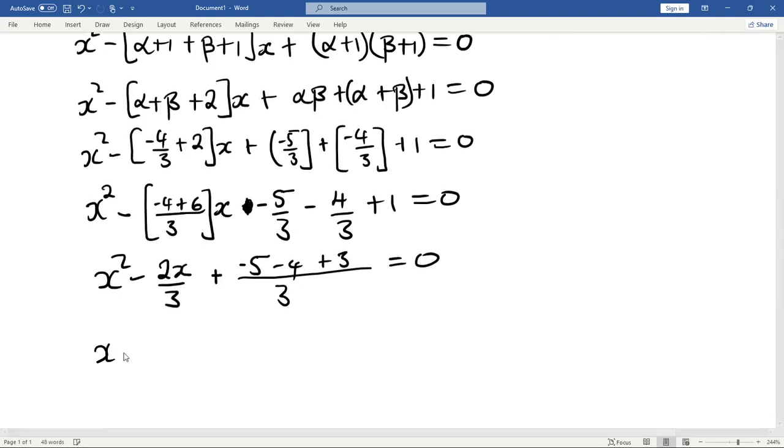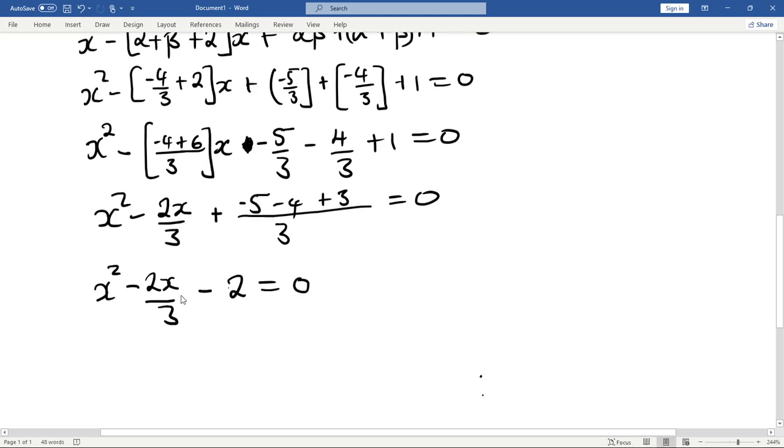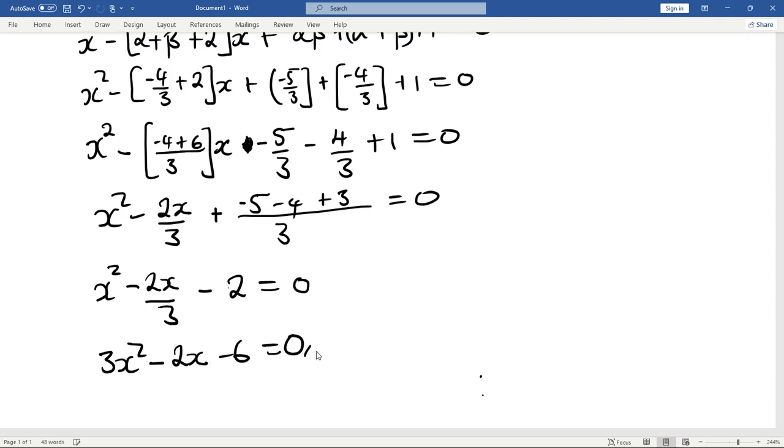Then we have x squared minus 2x over 3. Then negative 9 plus 3, we're going to get negative 6. Then negative 6 divided by 3, we get negative 2. So here we're going to have minus 2 equal to 0. Now, since we have a fraction here, to get rid of it, we can just multiply throughout by 3. Then we're going to have 3x squared minus 2x minus 6 is equal to 0. So that's the new equation that can be formed using those two equations that we have there.